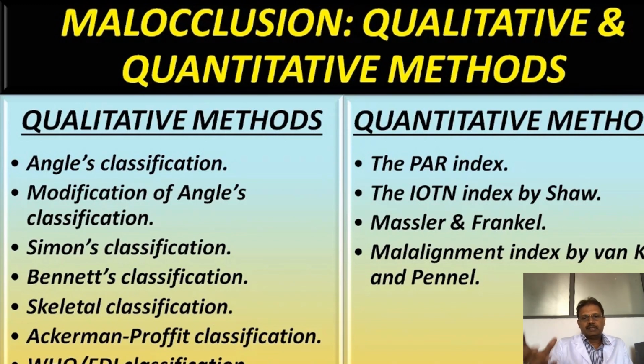So these are the qualitative types of methods. Then the quantitative methods. Let us see what the quantitative methods are. The quantitative methods are the bar index, the IOTN index, the Mueller and Frankel index and stuff like that. So these are the quantitative methods.